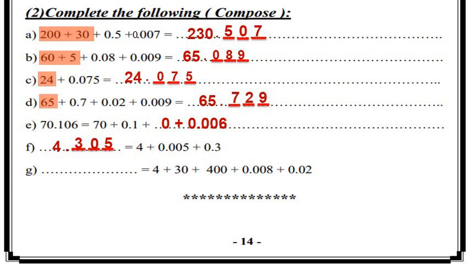And now in letter G, we have 4 plus 30 plus 400 plus 8 thousandths plus 2 hundredths. I have here 4 plus 30 plus 400. It will be 434 in the whole part. Then put the decimal point and 3 dashes for the decimal part. The 8 is under the thousandths, so in the third decimal place. 2 is under the hundredths, so in the second decimal place. And the tenths is empty, so we will put 0. So the number is 434 and 28 thousandths.